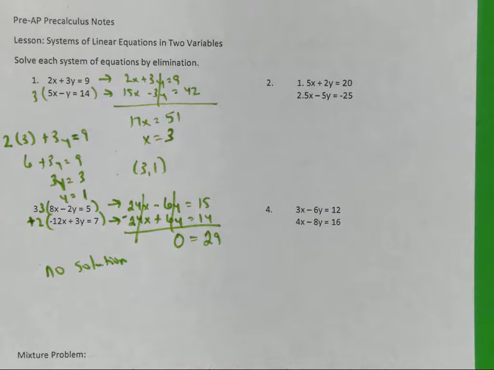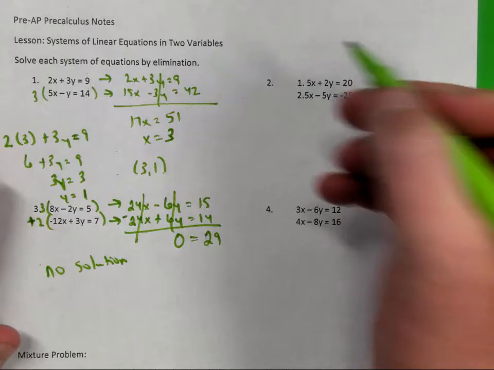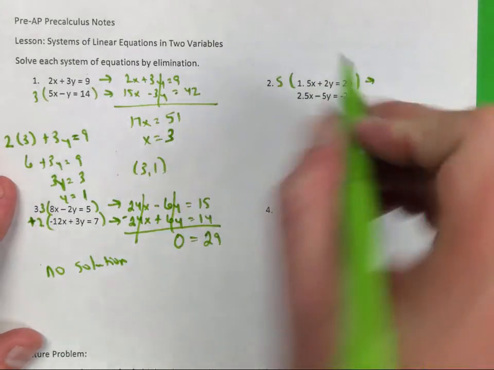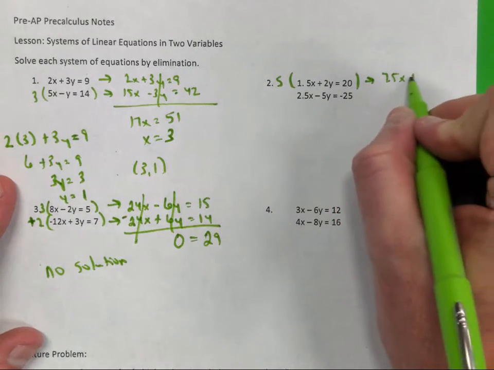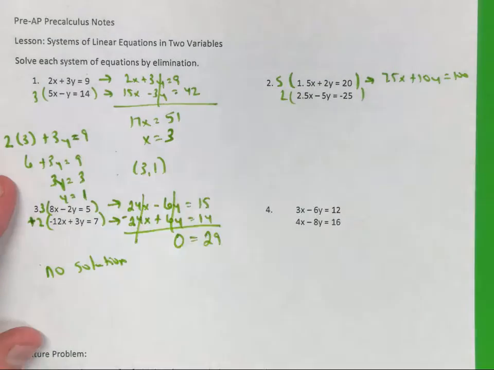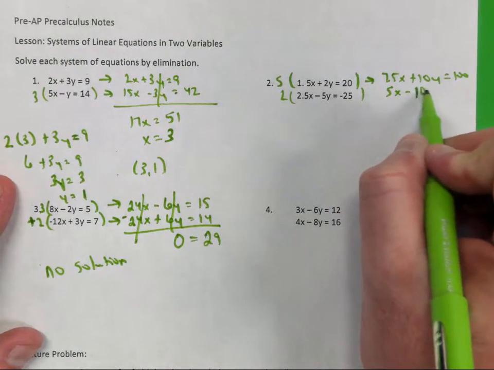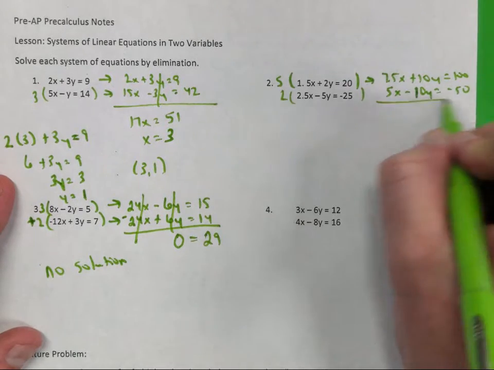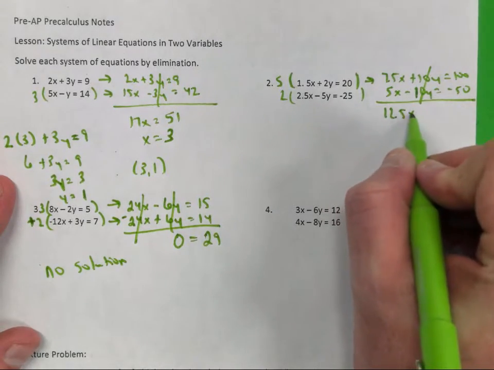Alright. Number 2. I'm going to try to get my y's canceled out because I don't want to work with the decimals. It's easier to work with the whole numbers. So if this is positive 2, I'm going to make this a 10 and make this a negative 10. So I'm going to multiply the top by 5. 5 times 1.5 gives me 7.5x plus 10y equals 100. Multiply it by 2, that's going to be 5. Gives me 12.5x equals 50.